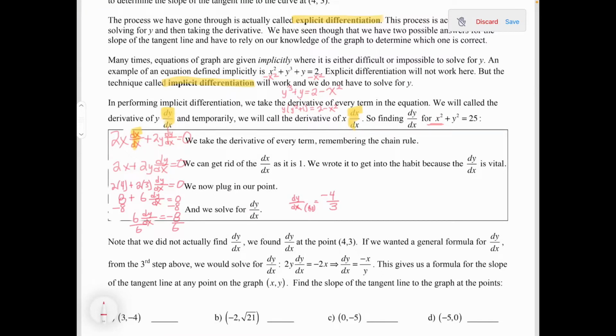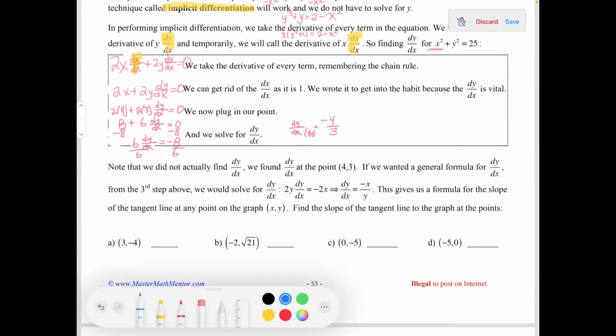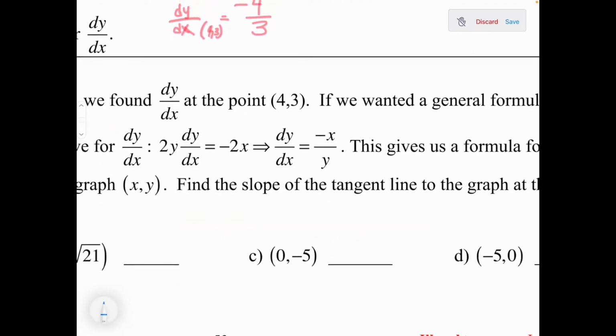We didn't have to solve for y either. Note we didn't actually find dy/dx, we found dy/dx at a point. If we have to find an expression for dy/dx, we would go through and solve for dy/dx before we plug the numbers into the equation. And they've done that for us right here. They subtracted the 2x from both sides. Then they divided both sides by 2y, and they simplified the 2's, and they got negative x over y.